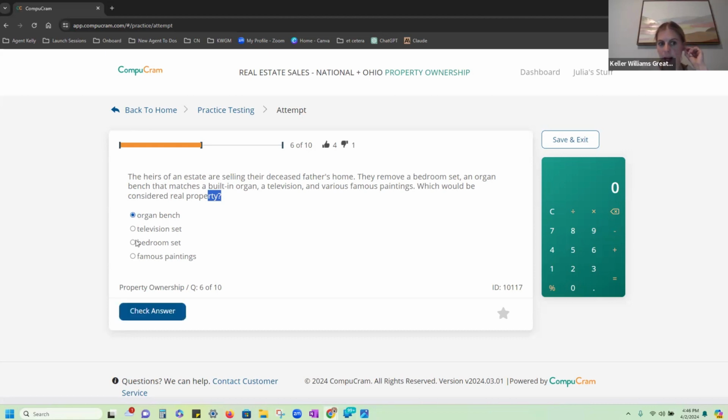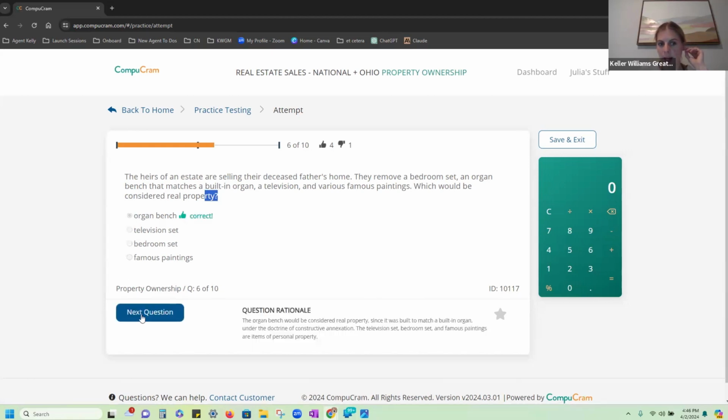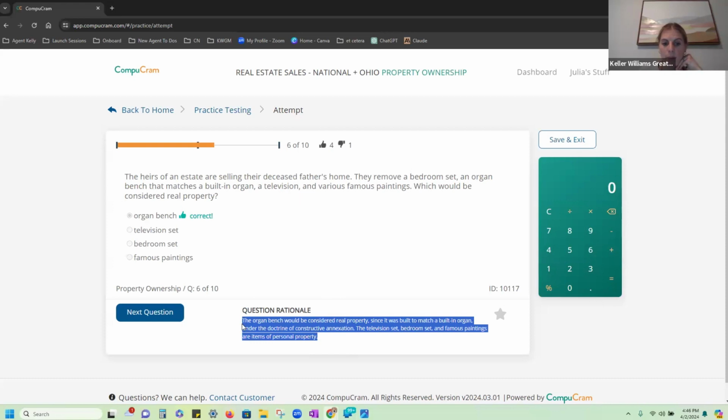All right, we got A. And that is correct. Good job. Being that it's built in, an organ bench that matches a built-in organ, it's built into the property, it's considered real property. Good job.